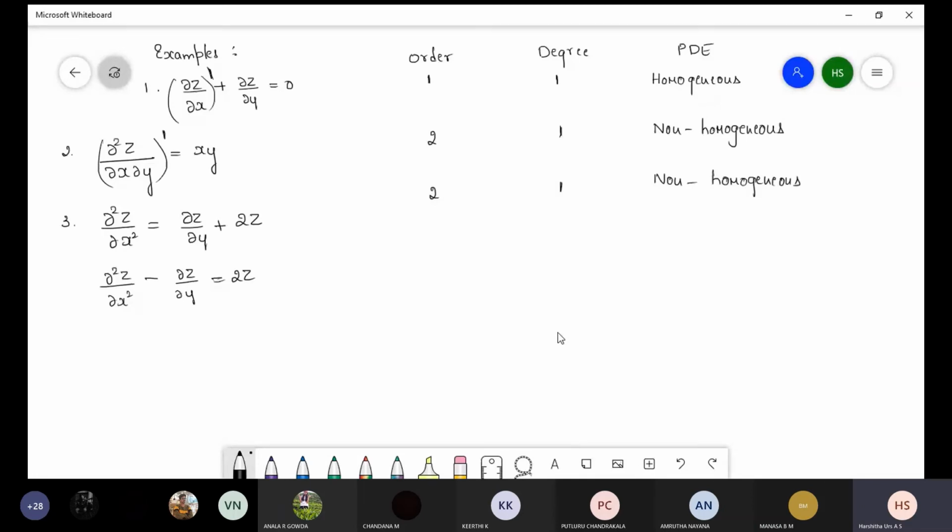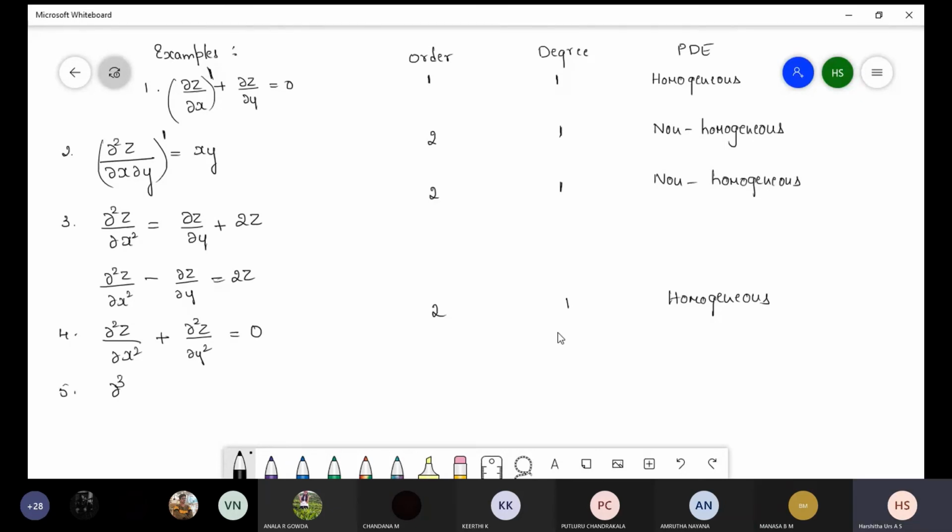Next, fourth one. ∂²z/∂x² + ∂²z/∂y² = 0. What is the order? 2. What is the degree? 1. Which partial differential equation? Homogeneous. Yes, very good. Homogeneous.